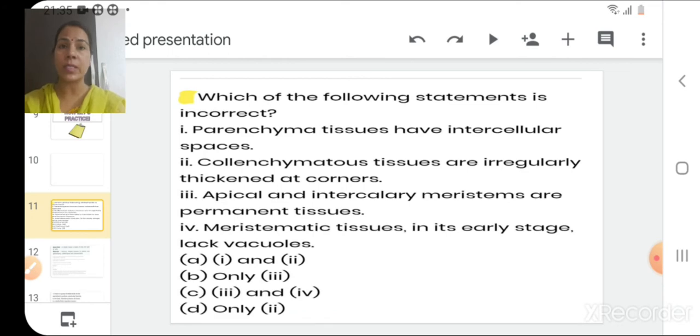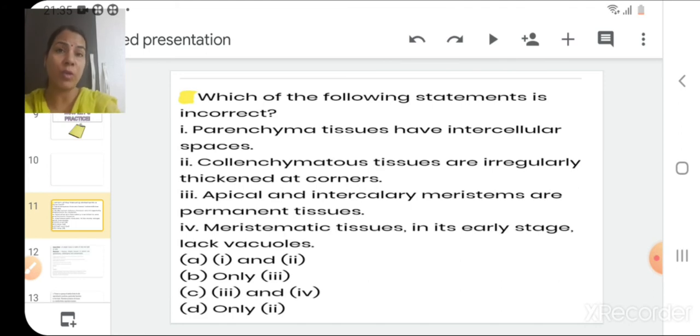Children, you have already studied these tissues, and we know that parenchymatous tissues have intercellular spaces in them, so that is a correct statement. It will not be the answer. The second statement says that collenchymatous tissues are irregularly thickened at the corners. That is also correct. And the third statement says that apical and intercalary meristem are permanent tissues. So these are meristematic tissues. Meristematic tissues are never permanent tissues.